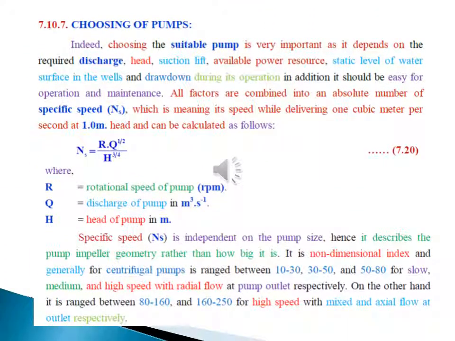Look, my dear, choosing the suitable pump is very important, as it depends on the required discharge, head, suction lift, available water source, static level of the water surface in the well, and drawdown. In addition, it should be easy to operate and maintain. All factors are combined into an absolute number, the specific speed, which means the speed while delivering 1 cubic meter per second at 1 meter head, and it can be calculated as shown in the enclosed equation.